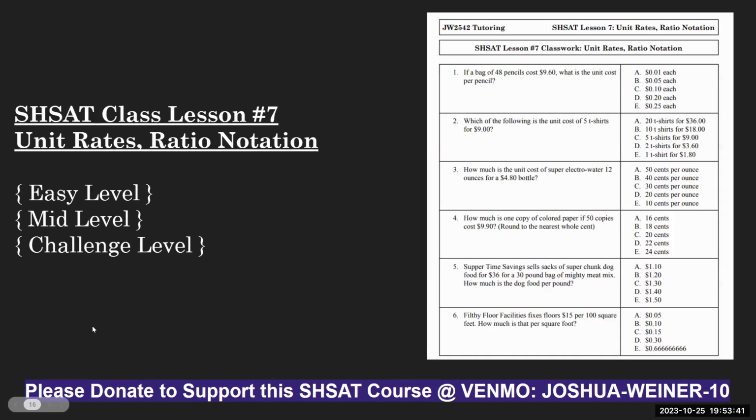The next thing we're going to do tonight, 7th and 8th graders, is work on the classwork. Each problem has increasing difficulty. Remember that the first 12 problems are easy level with regards to finding the unit rate for an item. Questions 13 to 18 are mid-level, and questions 19 to 24 are challenge level. I invite you now to try class lesson number 7 classwork.